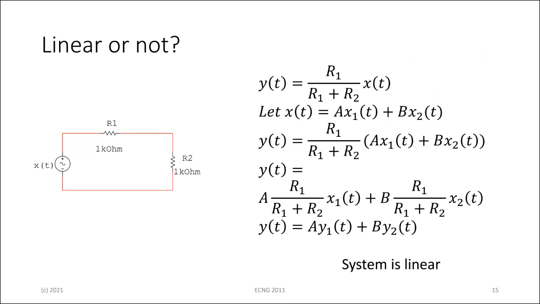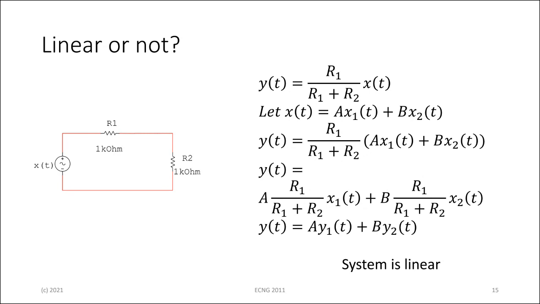So here are some other analyses. This is a resistive network, which would imply that it's also memoryless. It could be causal, some of the terms that we used before. To check if it's linear, we have to see if superposition holds. The output y(t) is R over R1 plus R2 times x(t). So I replace x(t) by a sum of two signals, and the output should be a sum of the outputs for each of them.